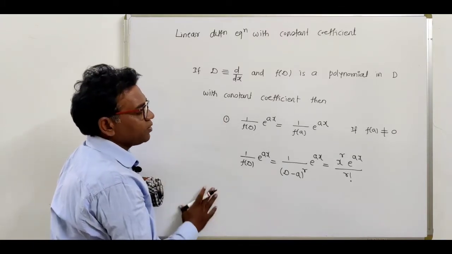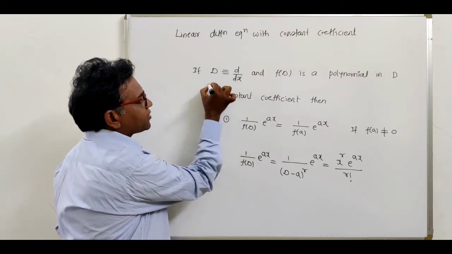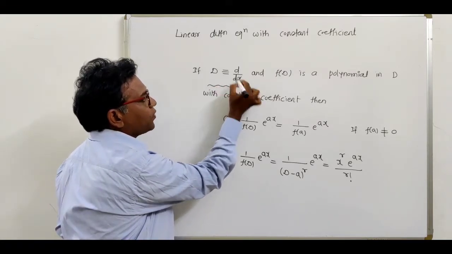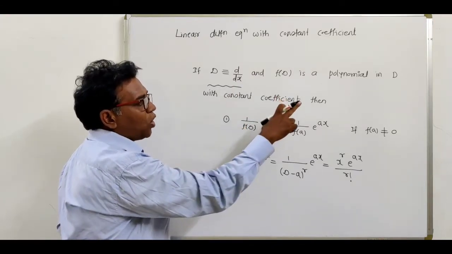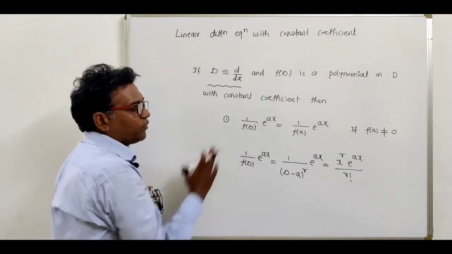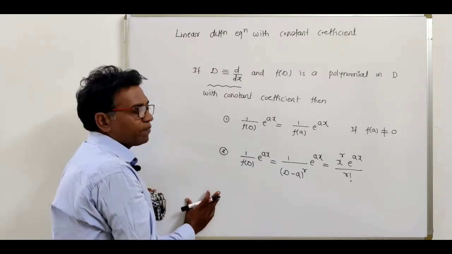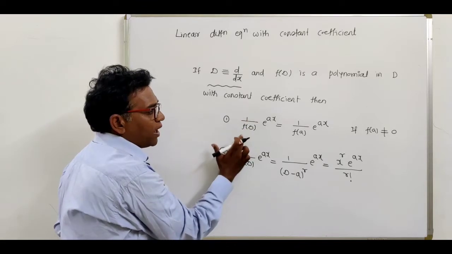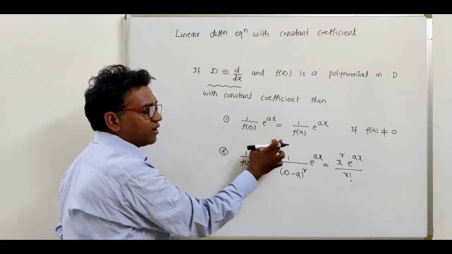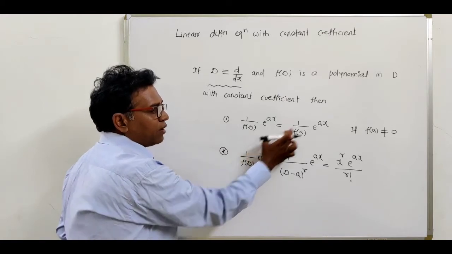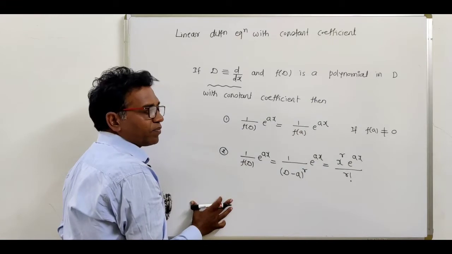Now let us take some examples which depend upon this statement. So see what is this statement. If we denote this capital D, which is d by dx, and if f(D) is a polynomial in D with constant coefficient, then we have these two formulas. 1 upon f(D) into the exponential term e raised to ax is given by the formula 1 upon f(a) into e raised to ax.